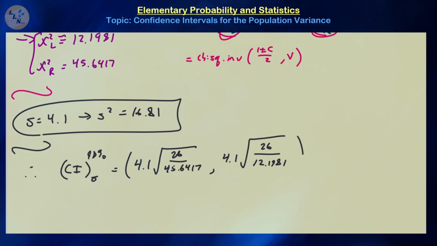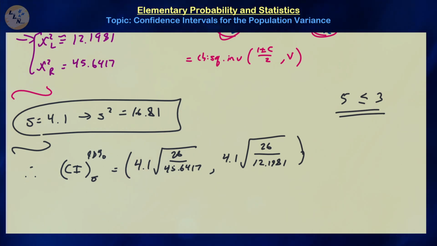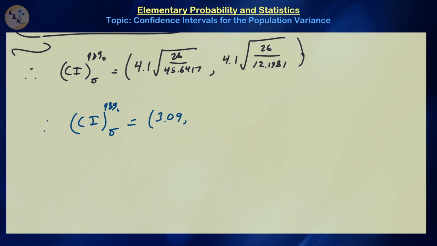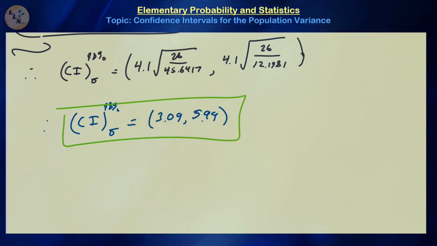If you get these left and right critical values in the wrong position, you should get something like 5 is less than or equal to 3, or something that doesn't make sense, because the left boundary is going to be greater than the right one if you get them backwards. Once we have this, we have a confidence interval constructed. What will you get once we do those calculations? That's approximately equal to 3.09 and 5.99. So this is my confidence interval for sigma.